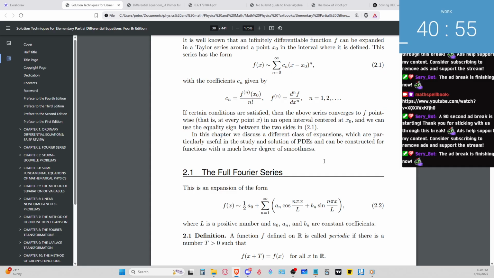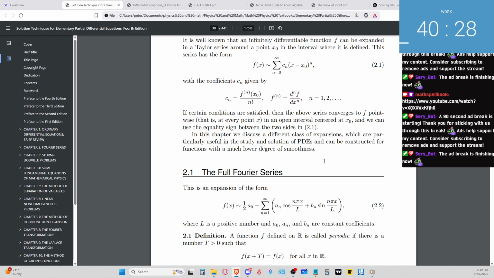Maybe. Who knows? If certain conditions are satisfied, then the above series converges to f pointwise, that is, at every x in an open interval centered at x naught. And we can use the equality sign between the two sides. Okay.